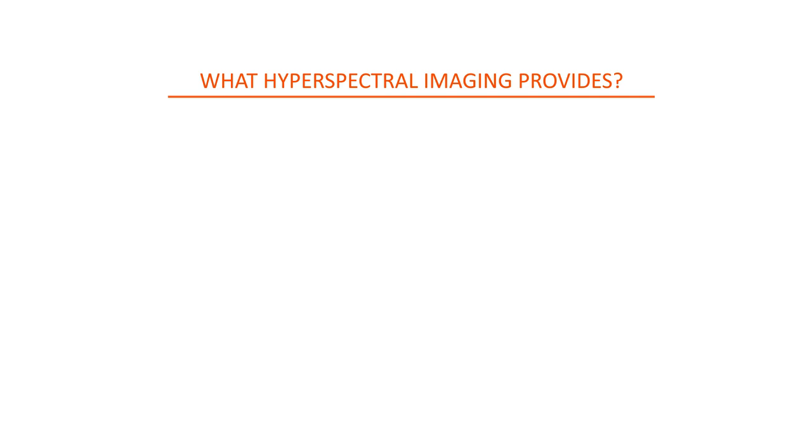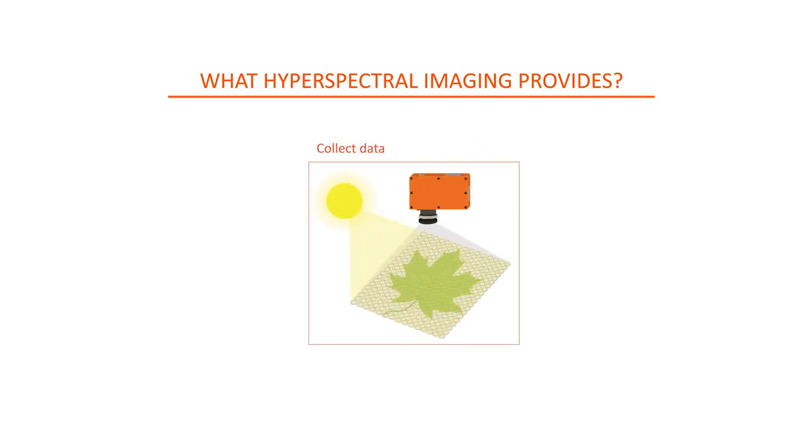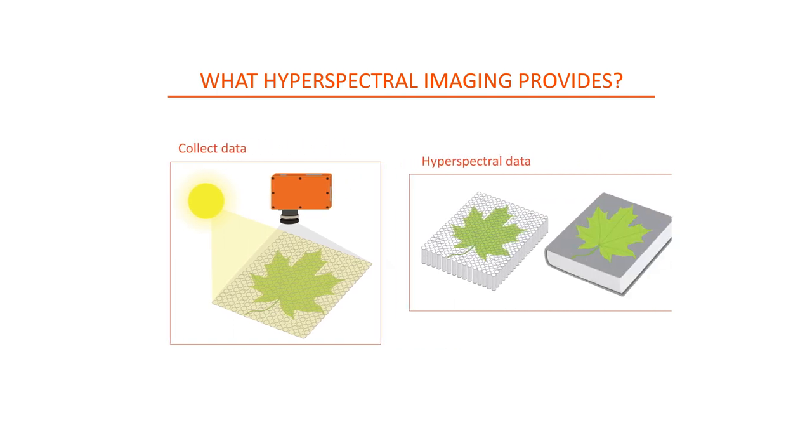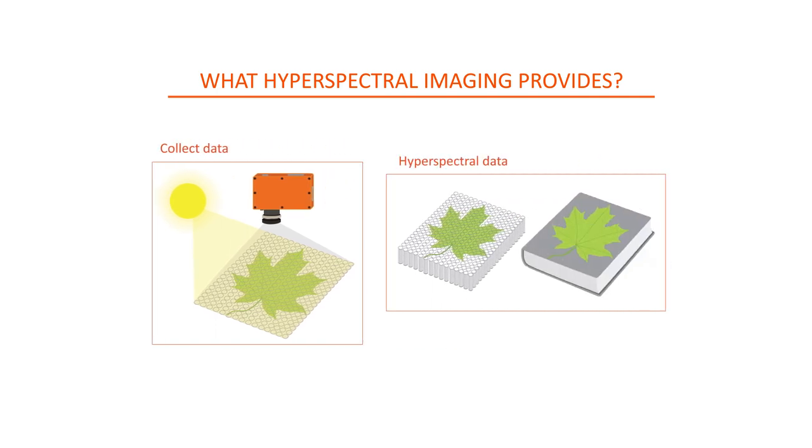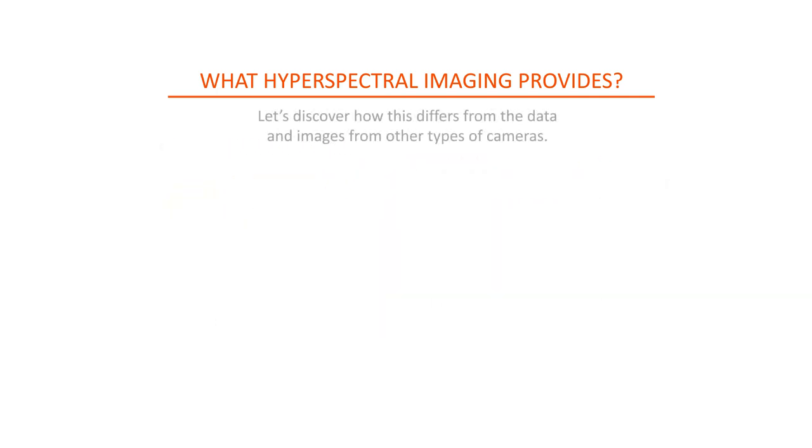Hi, in this tutorial, we will introduce what kinds of data hyperspectral imaging provides. A hyperspectral camera is used to collect a data cube, as shown in the previous tutorial. In our example, we compared the data cube to a book. Let's discover how this differs from the data and images from other types of cameras.